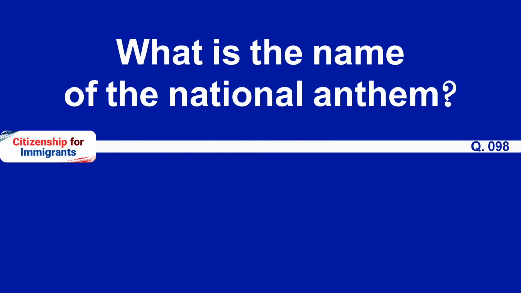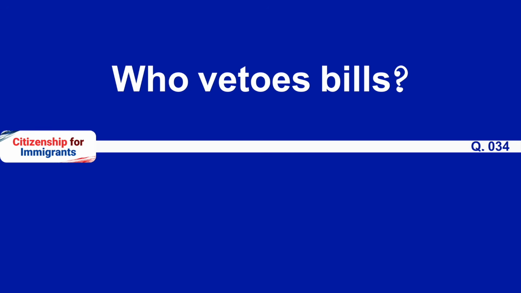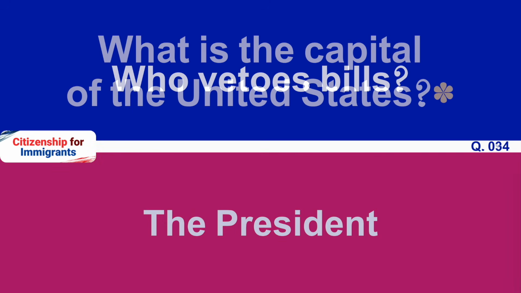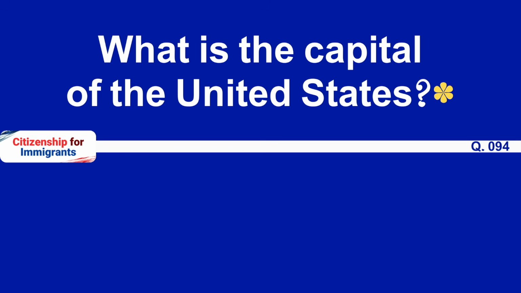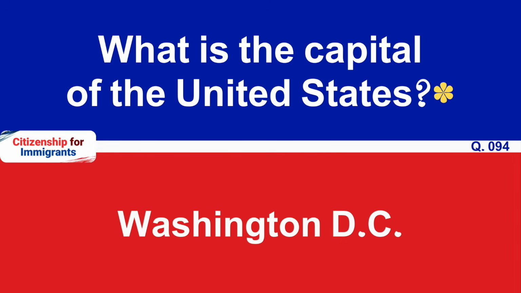What is the name of the national anthem? The Star-Spangled Banner. Who vetoes bills? The President. What is the capital of the United States? Washington, D.C.